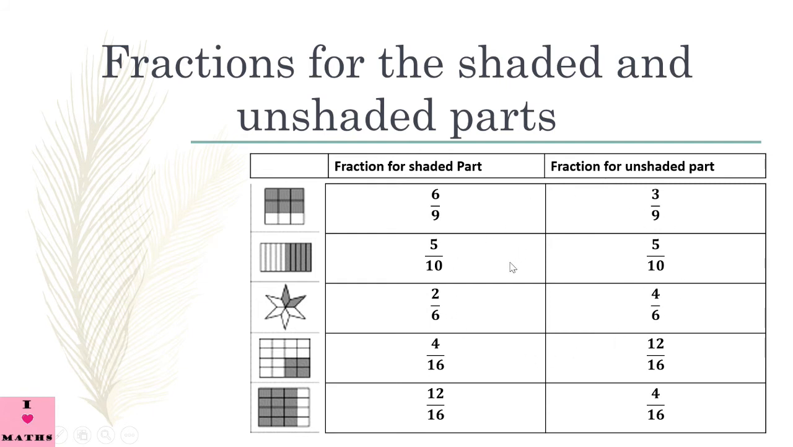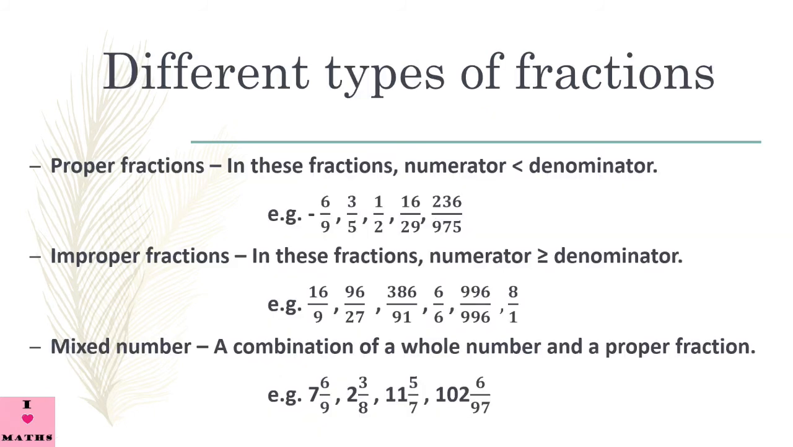Why are they proper? Because in these fractions, the numerator is smaller than the denominator. For example, 6 upon 9, 3 upon 5, 1 upon 2, 16 upon 29, 236 upon 975. All these are proper fractions. And children, all proper fractions represent less than one whole.